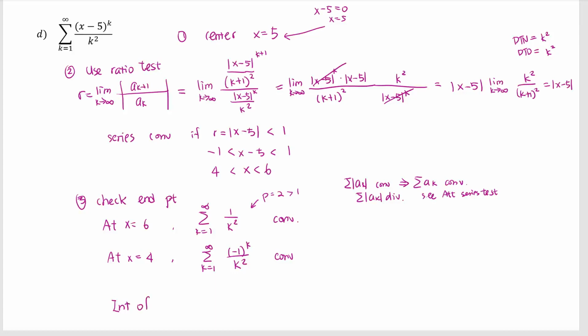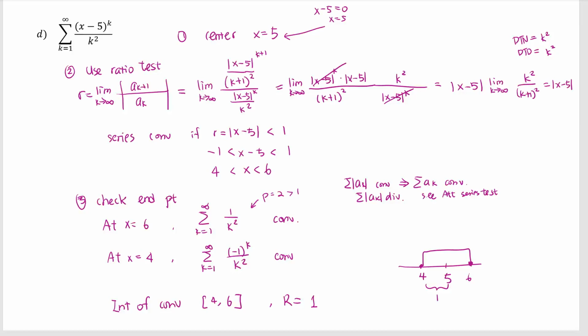Okay, so what is the interval of convergence? Let's draw a picture. Center is 5, with 4 and 6. And at 4 and 6, they also converge. So that's why here 4 and 6 include the endpoints. And the radius of convergence is, what's the difference between them? 1. Okay, everybody?